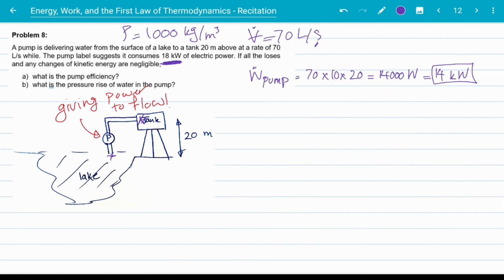Okay, I just moved the power of the pump, the output power of the pump, up here, and we want to answer part B. Now part B asks for the pressure rise inside the pump. We are going to take a control volume around our pump, and let's focus on that control volume. So we have the pump, we have flow coming in, we have flow going out, right?